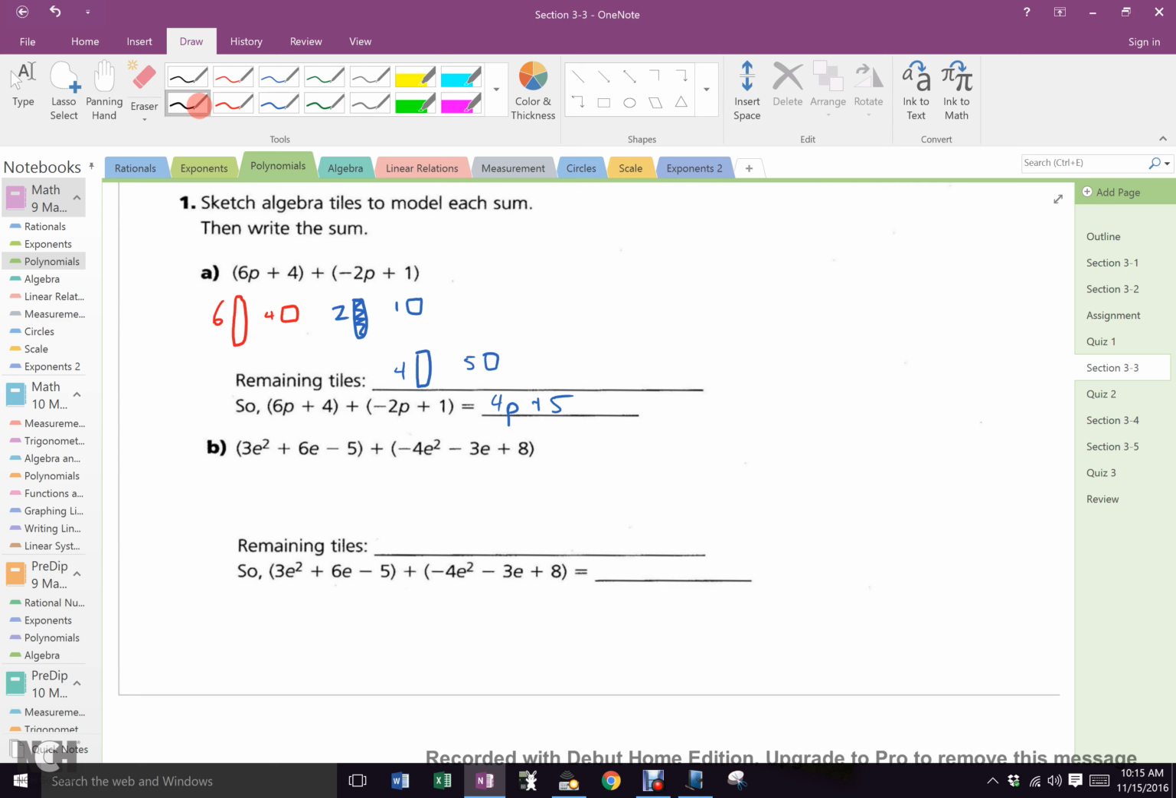Okay. I'm going to use three different colors to draw it. Oh, my knee.